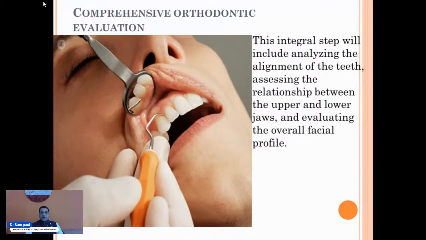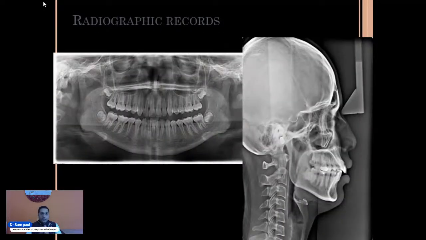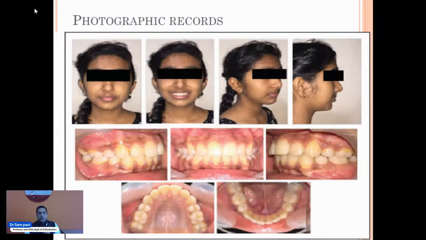Then the integral step will include analyzing the alignment of the teeth, assessing the relationship between the upper and lower jaws, and evaluating the overall facial profile. Again, I told you the basic records. You are supposed to take an OPG and a lateral cephalogram for all your aligner cases. Photographic records: you are supposed to take extraoral view, smiling view, lateral view, and oblique view, both intraoral and extraoral. Intraoral, you are supposed to take an occlusal view also. This is mandatory for all your aligner treatment.